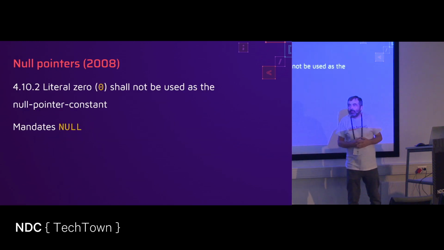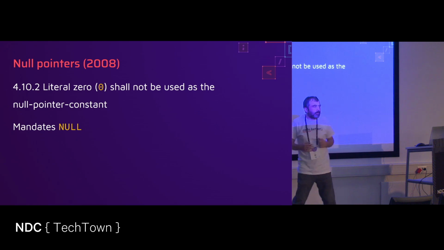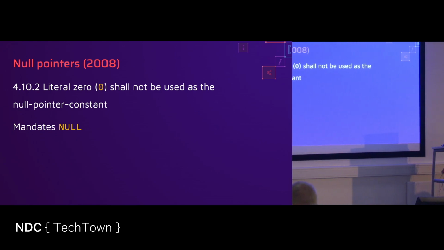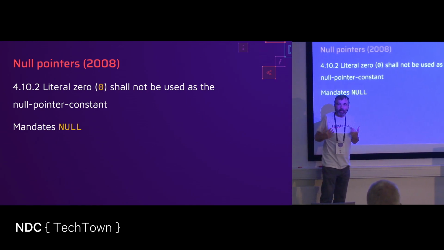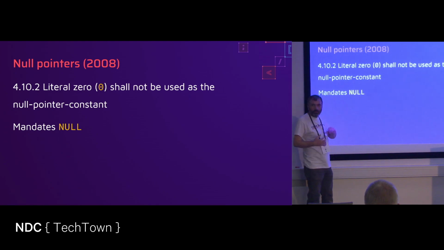So the first rule, an easy one to get started. MISRA 2008 about null pointers. The rule told that you should not use the literal 0 for null pointers. Instead, you should use the macro NULL. Why? Because it's more readable and there is less risk of confusion by the user.